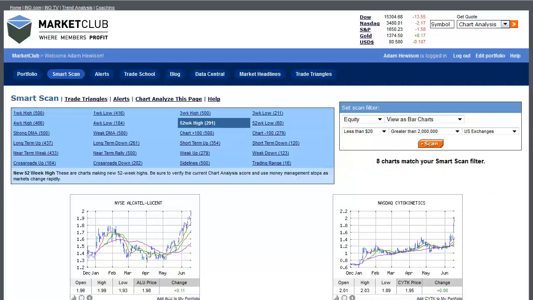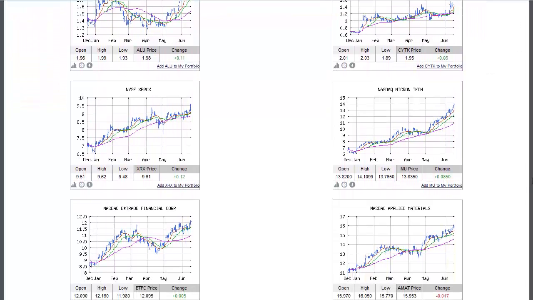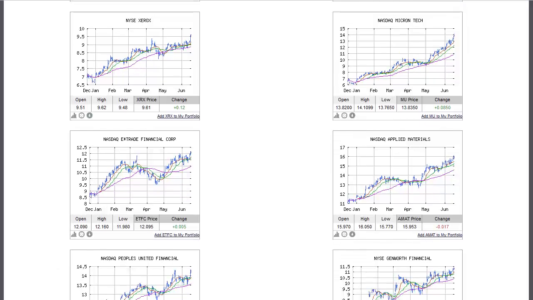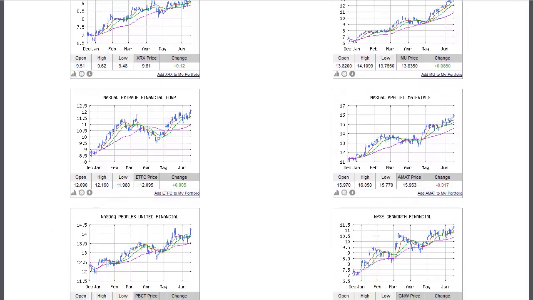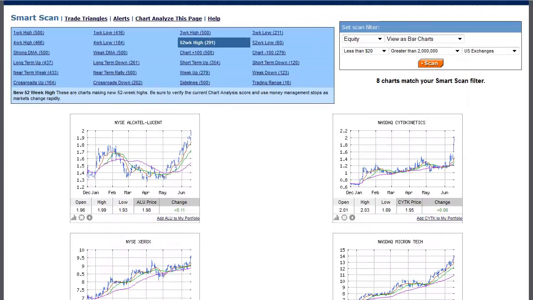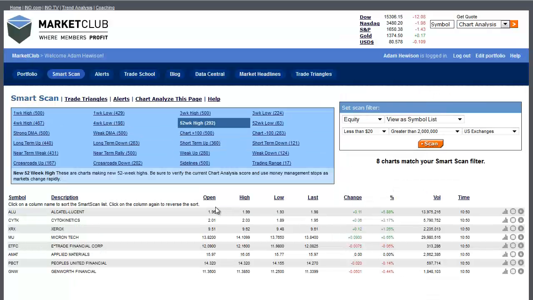You can see what they are, and you can scope down here and see there's E-Trade, there's Applied Materials, Micron, Xerox, United Financial, lots of markets that are going up that you want to look at. So again, you can also view these in different ways. You can view them as candlestick charts, bar charts, which we're looking at right now, line charts, and a symbol list as well. So let's just do a symbol list, and that'll show you. I like the charts myself. That's because I'm very visual, but there's the symbol list as well.